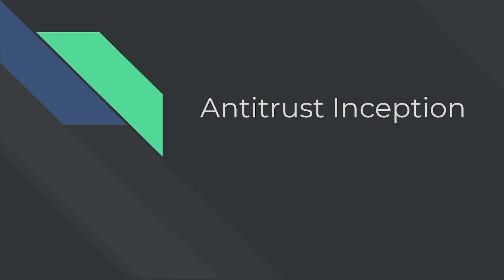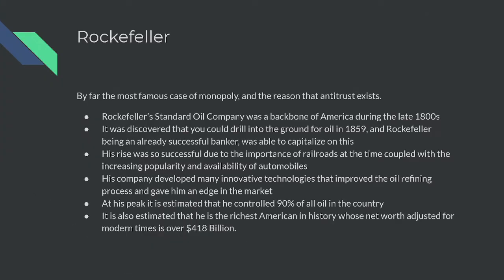So now we're going to be getting into the inception of antitrust. Can't talk about antitrust without talking about Rockefeller. By far the most famous case of monopoly and the reason that antitrust exists. Rockefeller's Standard Oil Company was a backbone of America during the late 1800s. It was discovered that you could drill into the ground for oil in 1859, and Rockefeller, being an already successful banker, was able to capitalize on this.